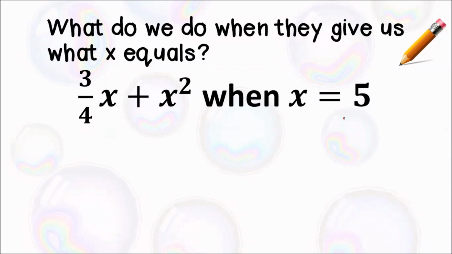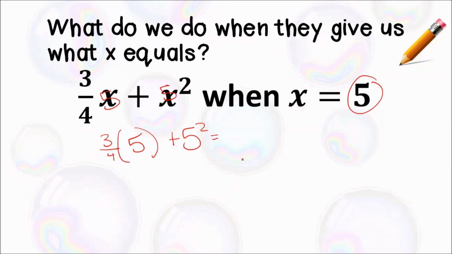Let's try it one more time. So I have 3/4 x plus x squared when x is 5. So I'm going to take this 5 here, and I'm going to pop it here and there. So I'm going to have 3/4 times 5 plus 5 squared. So think of my PEMDAS here: parentheses, I don't have any, but I do have an exponent, so I gotta go 5 squared. So 5 squared is 25.